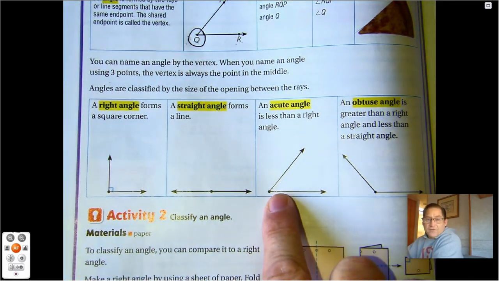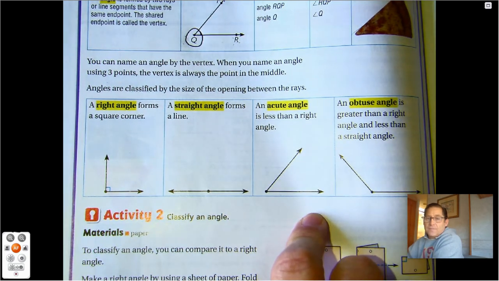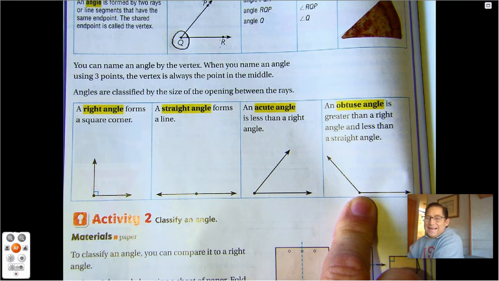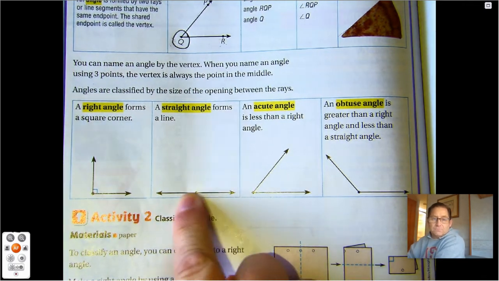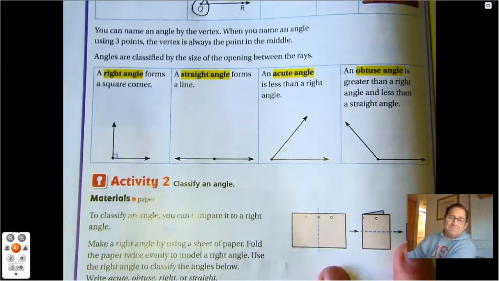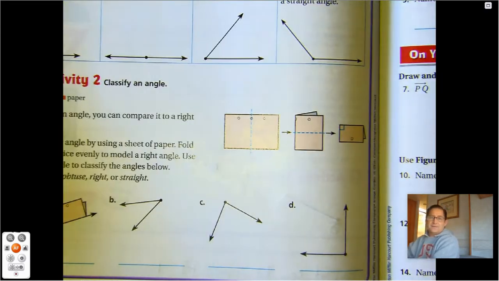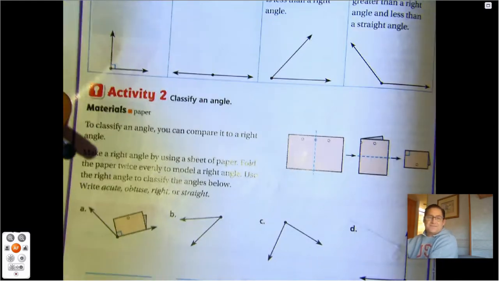An acute angle would be the angle that's less than a right angle. An obtuse angle is greater than a right angle, but less than a straight angle. A straight angle is straight. Okay. So how can we classify these angles? Or what tool can I use to classify these angles?